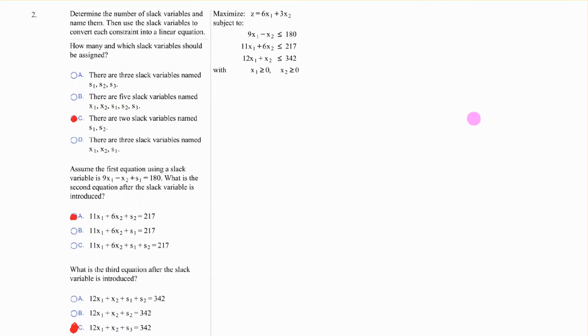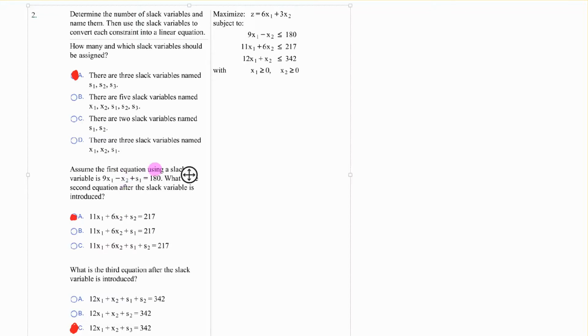Number 2, determine the number of slack variables and name them. Here's our problem. There's our objective function. How many constraints do we have? 1, 2, 3. Since we had 3 constraints, there are 3 slack variables named S1, S2, and S3.